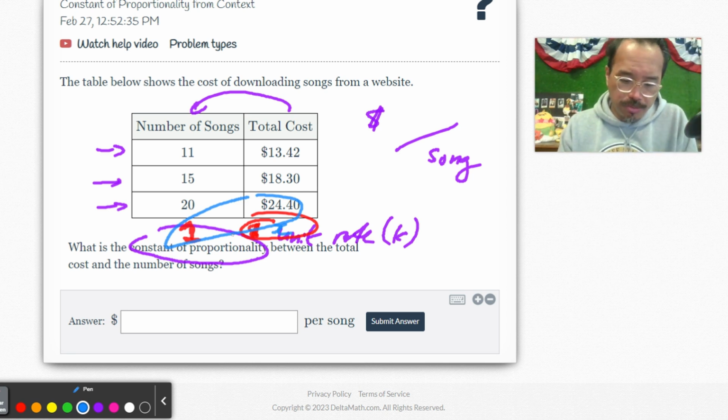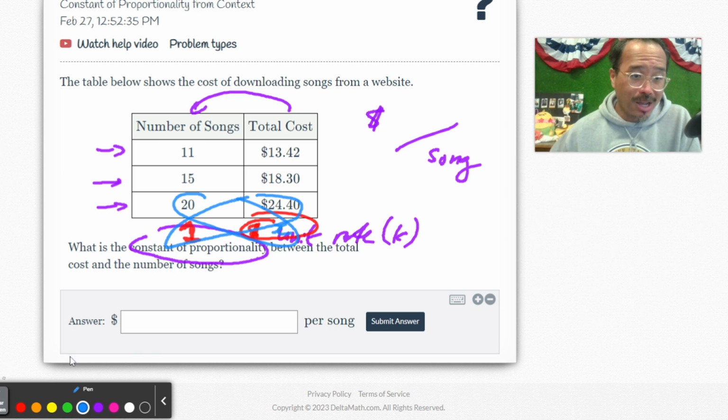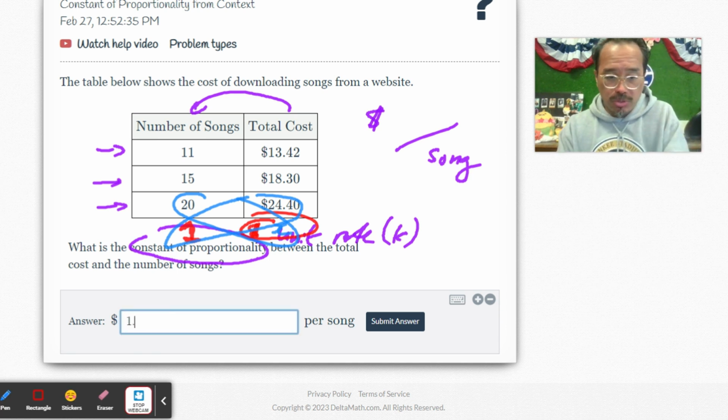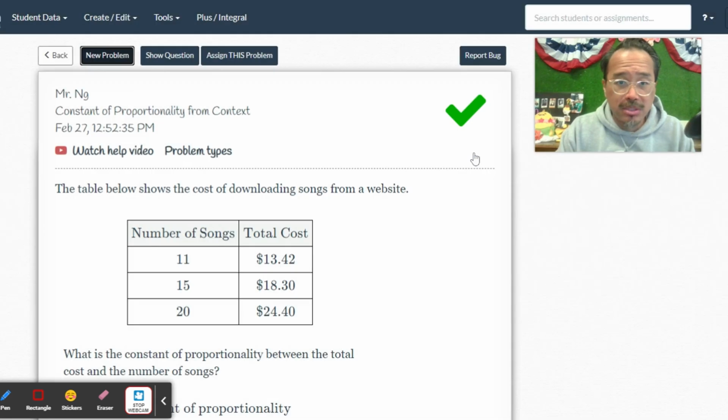So 24.4 times 1 is 24.4. We all know that. And then we're going to divide that by 20. And I got 1.22. So it's $1.22 per song, like that. So that's how you solve those. Okay? All right, moving on. Next.